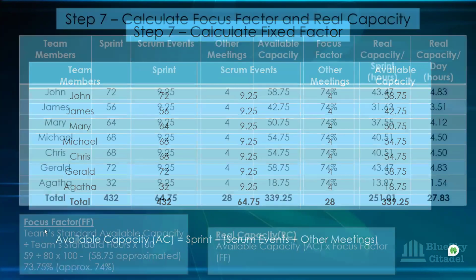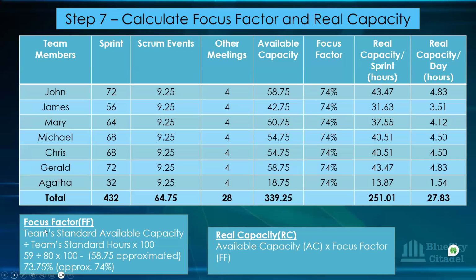Okay, so we're going to go further. And this time around, we want to calculate the focus factor. So for each person, this is their sprint. Remember, the values you have here are after their holidays and the bank holidays have been deducted. And then you have the Scrum event here, you have the other meetings here. And you know that when we deduct these two from this one is where we came to get the available capacity. That's what brought us to the available capacity, from the previous slide we were looking at.